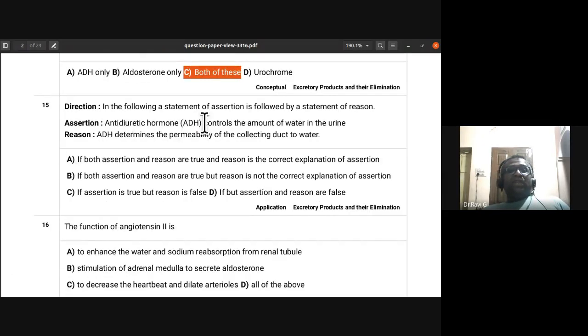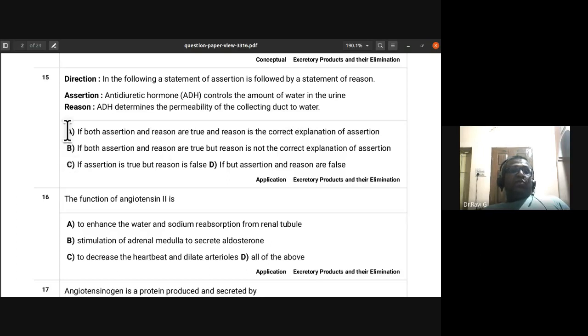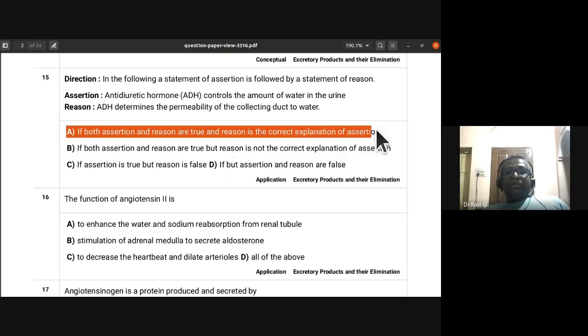In the following statement of assertion, antidiuretic hormone controls the amount of water in the urine. ADH determines the permeability of the collecting duct to water. So both assertion and reason are true, and the reason is the correct explanation of the assertion. So 15th one, the reason is the correct explanation of the assertion.